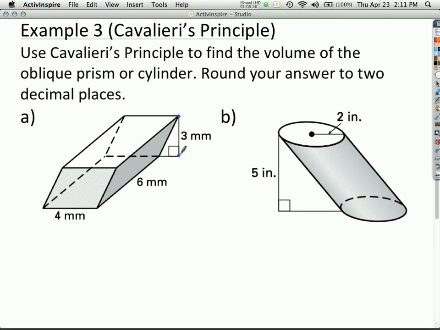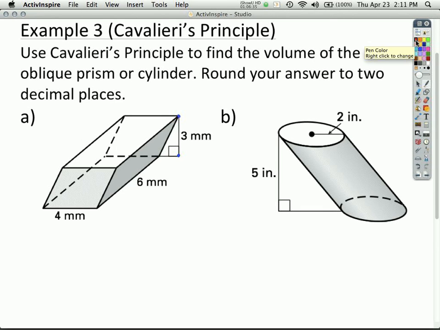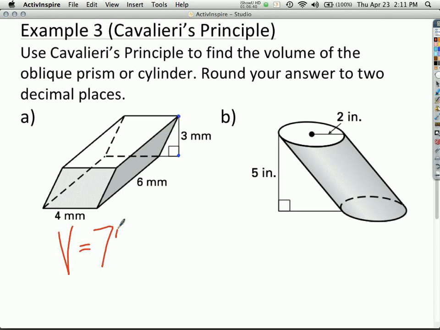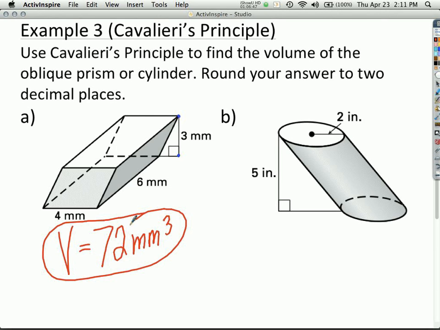So finding the volume is nothing new. It's nothing unusual. We've got volume is big B times the height. Big B in this case is 4 times 6, which is 24, times the height, which is 3. So volume is 72 cubic millimeters. Does anyone have any questions about that? Same idea with the oblique cylinder.